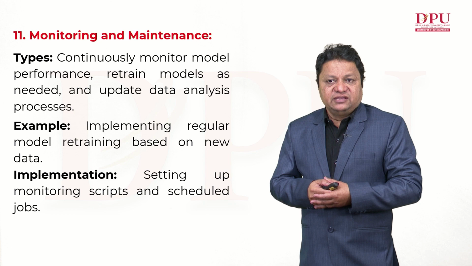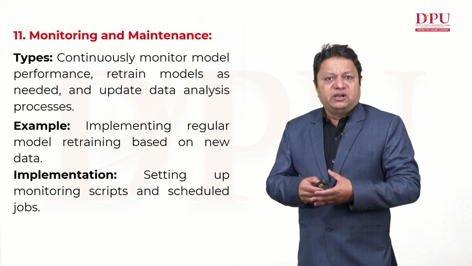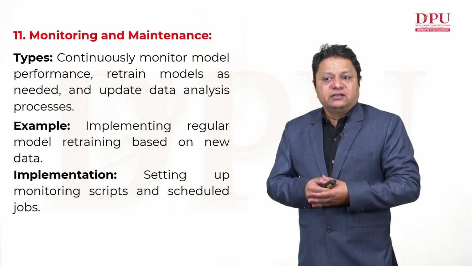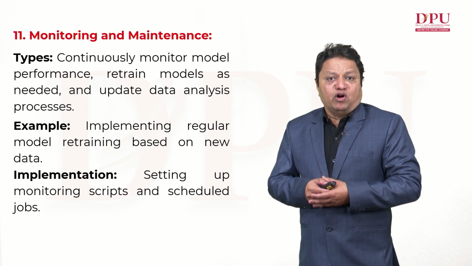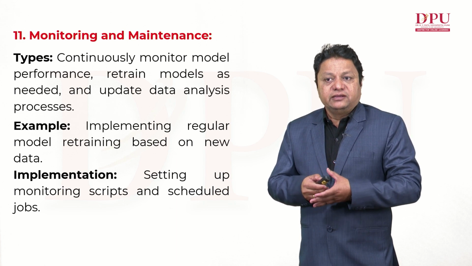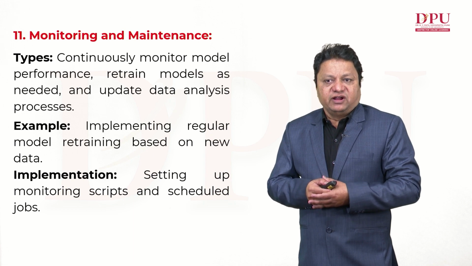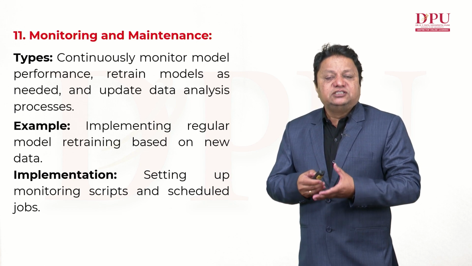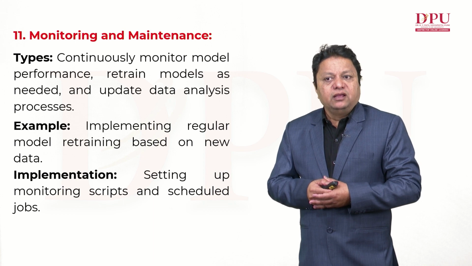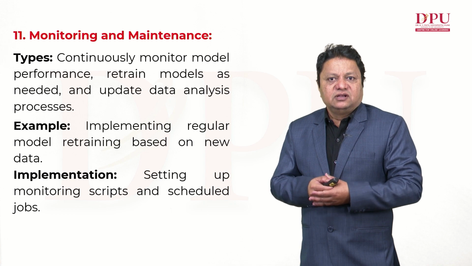The 11th step is monitoring and maintenance, that is the last step of the data process model. So, for example, implementing regular model retraining based on new data. So, continuously monitoring the model performance and retraining the model as needed and updating the data analysis process as and when required. How to implement this in Python? Setting up the monitoring scripts and scheduling the jobs. So, in this way I can continuously monitor the model's performance and I can retrain the model as needed and I can update the data analysis process as required.